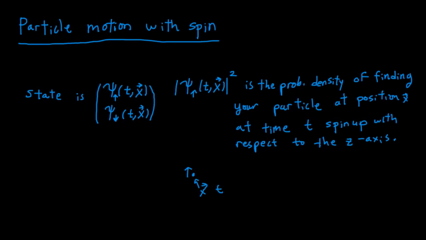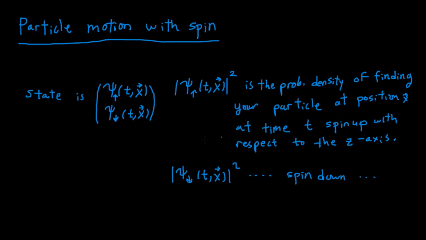And likewise, the absolute value of psi spin down at some t and x squared is the same exact thing, but spin down with respect to the z-axis.